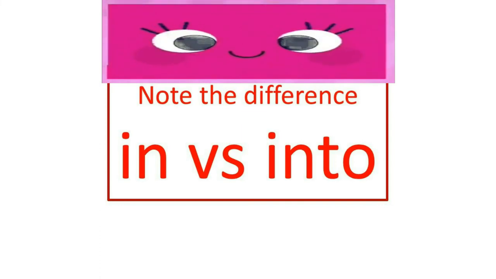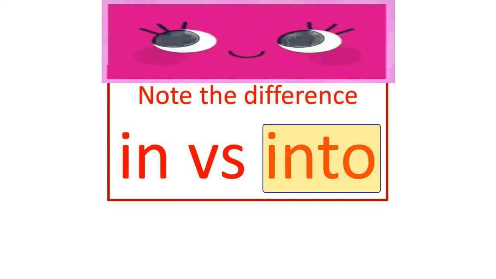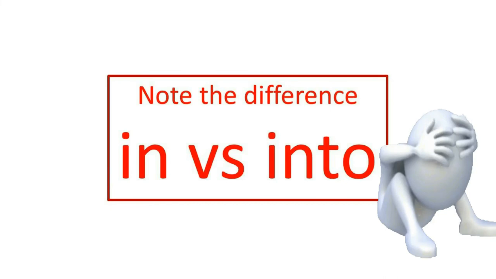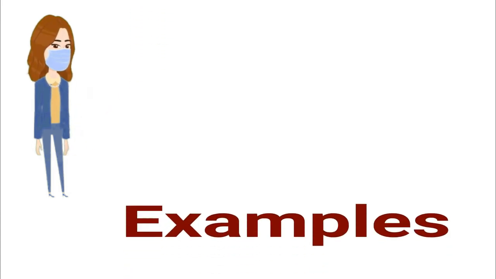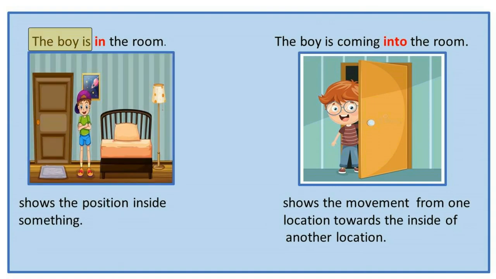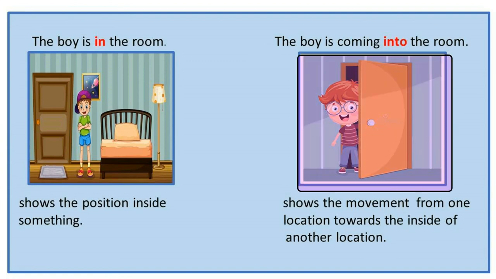Now we will discuss the difference between the preposition in and the preposition into because it is confusing at times. Let us understand the difference between the prepositions in and into with the help of these examples. Look at the picture. The boy is in the room. It shows the position of the boy inside the room. There is no movement. Now look at another picture.